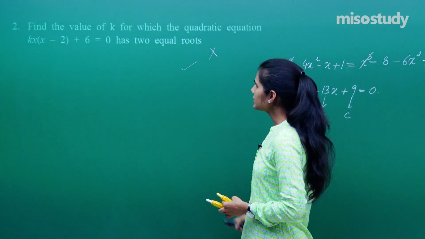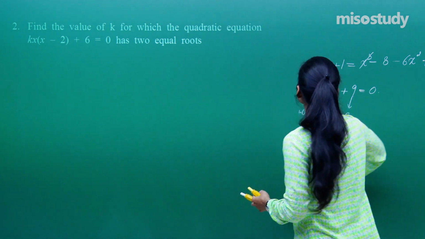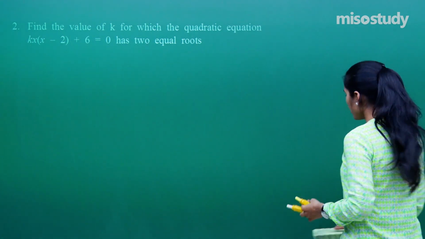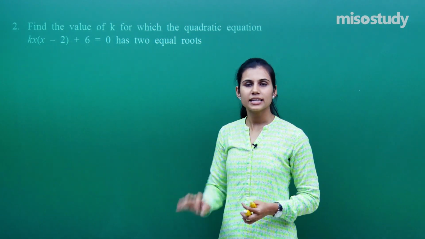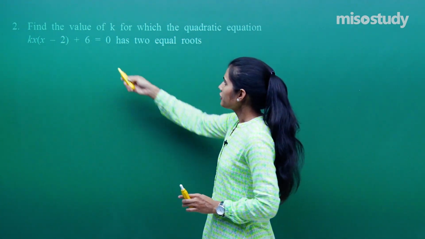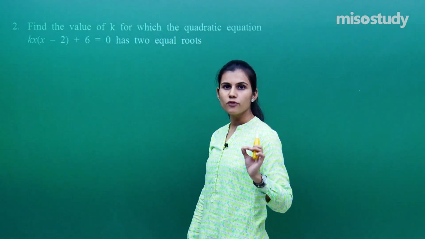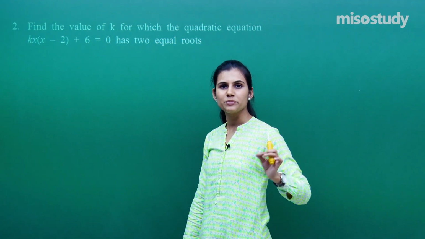Next question says what? Let's see. Find the value of k for which this quadratic equation has two equal roots. You all know that a quadratic equation has equal roots if and only if its discriminant is equal to 0. If I look at this equation, right now it does not resemble the general form of a quadratic equation, which is ax square plus bx plus c.